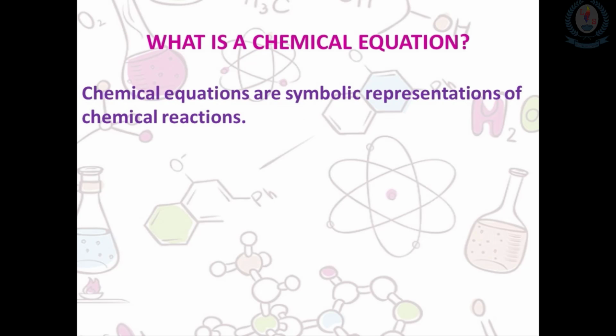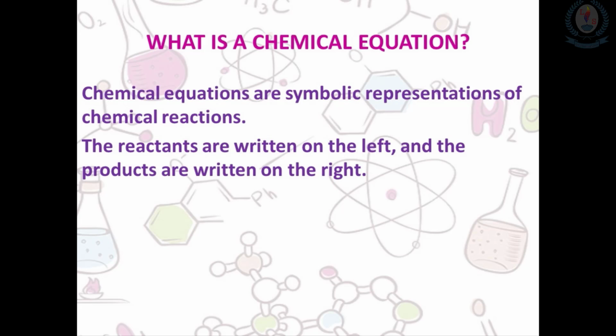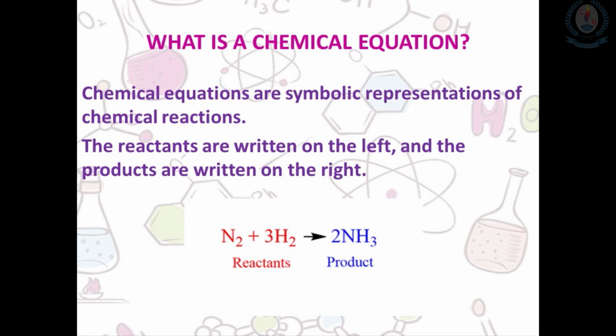Then let's see what a chemical equation is. Chemical equations are the symbolic representations of chemical reactions. Here the reactants are written on the left side while the products are written on the right side of the equation. For instance, look at the chemical equation given here. It is the reaction between nitrogen gas and hydrogen gas to produce ammonia. So in this equation, the reactants nitrogen and hydrogen are written on the left side, whereas the product ammonia is written on the right side.